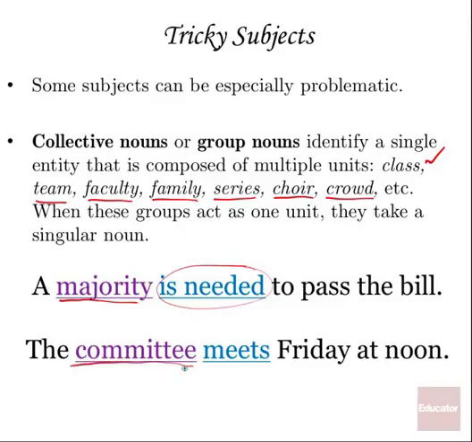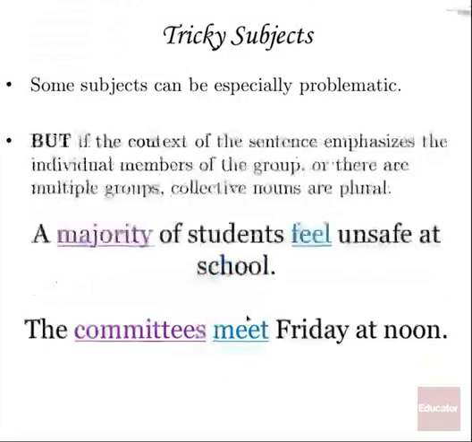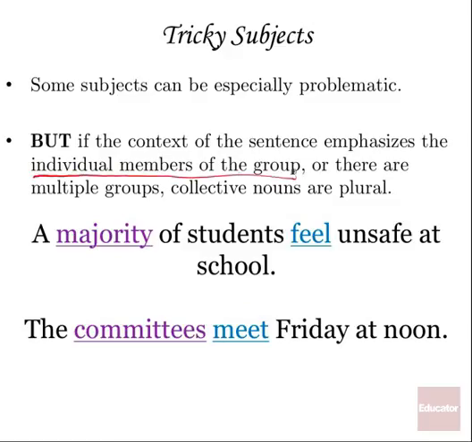The committee, a group of people acting as one, probably, meets Friday at noon. Now, there's an exception to the exception. If the context of the sentence emphasizes the individual members of the group, or there are multiple groups, collective nouns are plural. So in this case, a majority of students, we're emphasizing the students, so a majority of students feel unsafe at school. We're talking about how many individual students feel this way, not about a majority of students as a group feels unsafe. The group itself does not have feelings, only individuals do. Or the committees, well, here we have a group of groups, well, they meet. You use the plural verb, Friday at noon.